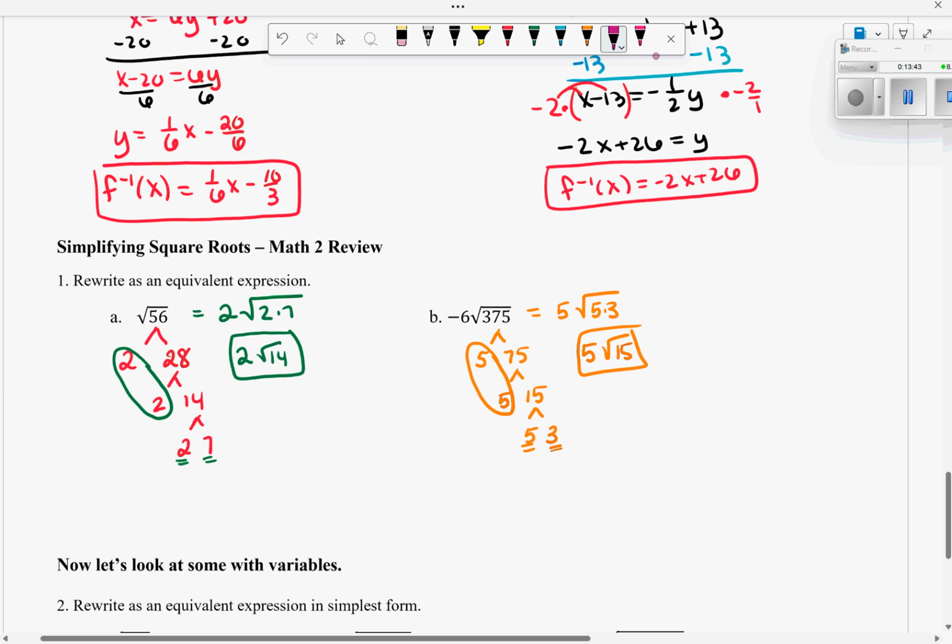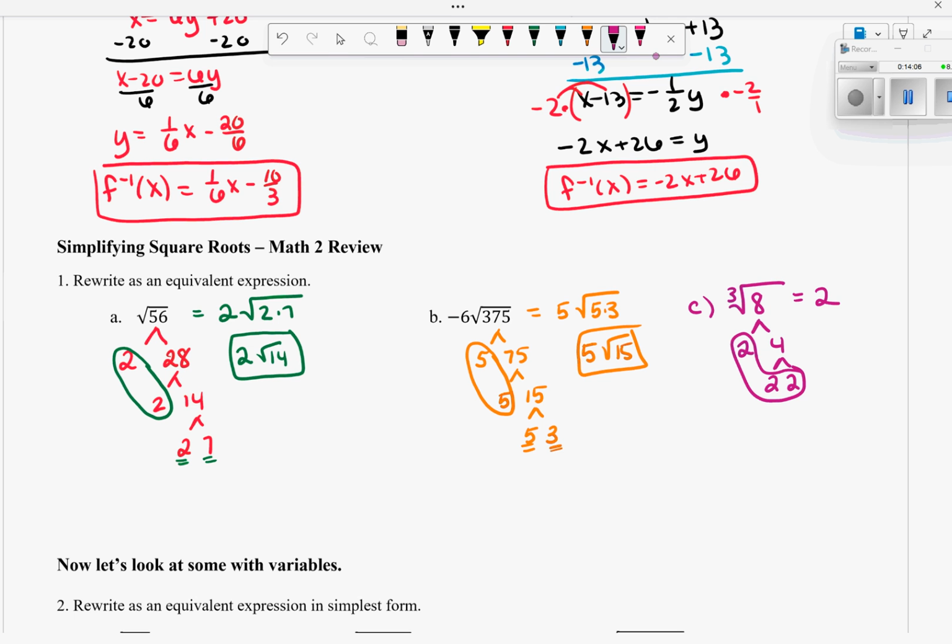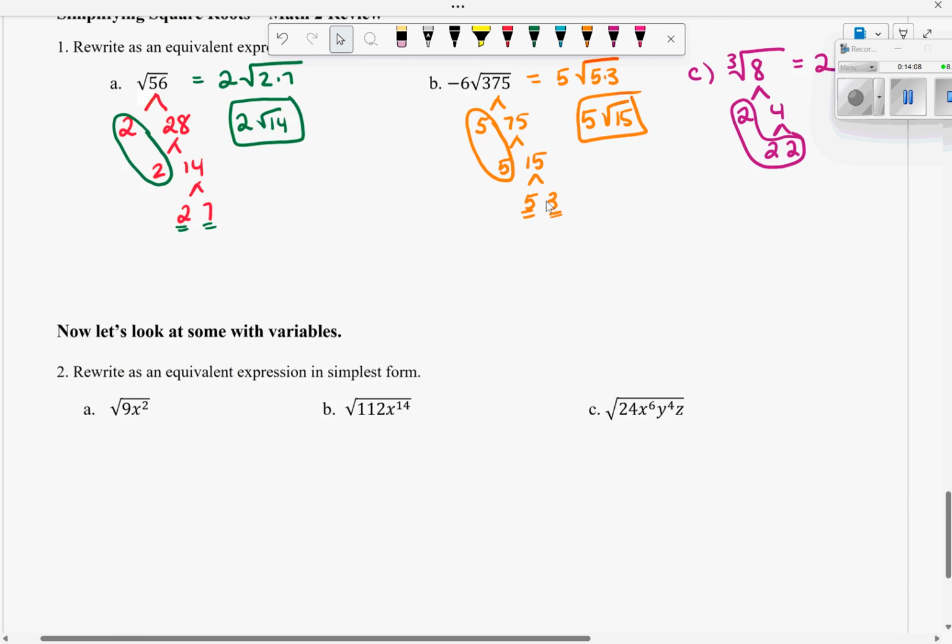We don't have an example like this on here, but let's say we had the cube root of 8 or something like that. If you have a cube root, instead of looking for groups of 2, you're looking for groups of 3. So this would be 2 times 4 and 2 times 2. This makes a group of 3, so the cube root of 8 is actually equal to 2. If we had a fourth root of something, we would look for groups of 4. Fifth root, we would look for groups of 5.